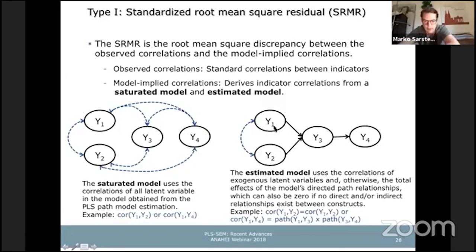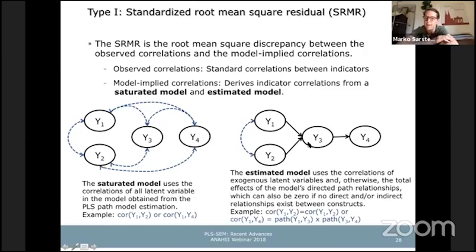The other way of doing it is, for example, looking at the actual model estimates. Here we would use the correlations between the constructs. If they are not linked in the model, like Y1 and Y2, we would use the correlation between these two constructs. And if they are linked, we use the path coefficients. So for example, Y1 and Y3, you can see an arrow pointing from Y1 to Y3.